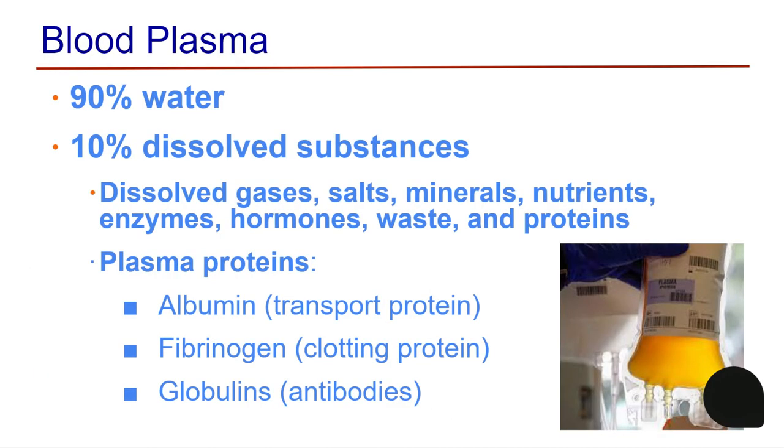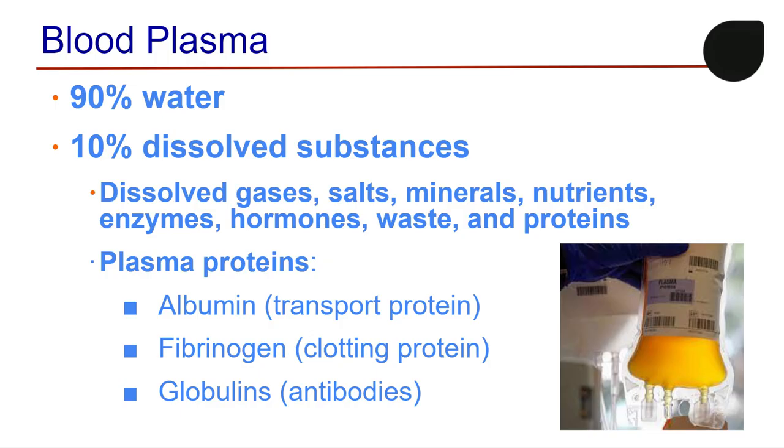Let's talk about plasma first. Plasma is the part of your blood that is not living material. It is 90% water and 10% materials that are dissolved within it. So it could be things like gases, right? Like oxygen, carbon dioxide, other gases, salts, minerals, nutrients. A lot more about that coming in nutrition class.